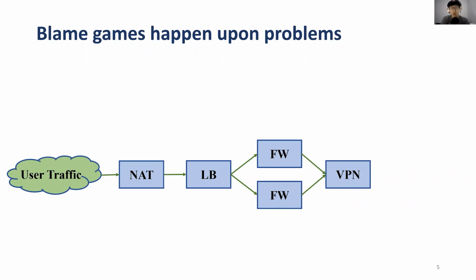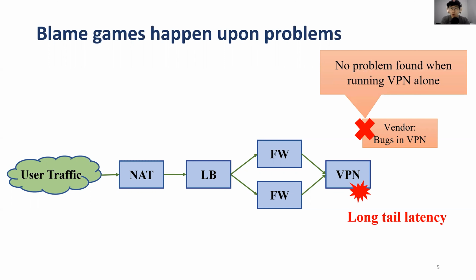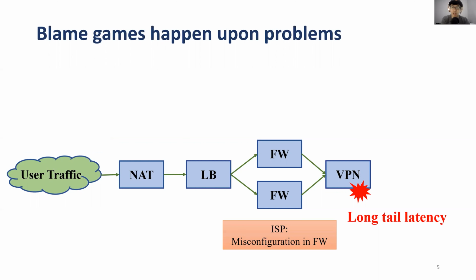However, diagnosing performance problems is not straightforward and causes many blame games. Here is an example of an NFV chain. After seeing a long tail latency problem in the VPN, the operator first suspects that the VPN vendor is the culprit because there could be a bug in the VPN. But after further diagnosis, there is no problem found when running the VPN alone. Then the operator starts to suspect that user traffic is the culprit because it could send traffic bursts. But this is not the case this time. Finally, the operator finds that the problem is located in the firewall because there is a misconfiguration in the firewall.